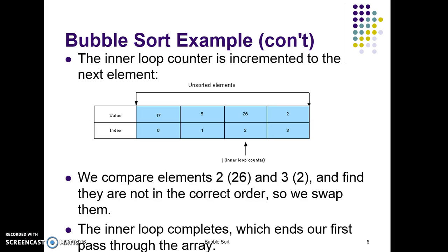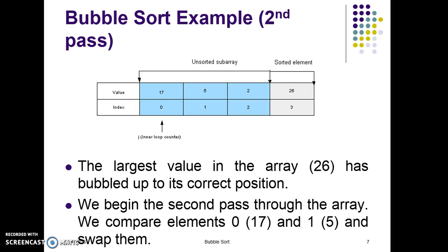Then in the next iteration of the inner loop, j will point to the next position, index 2. Now I have to compare the two successive elements, 26 and 2. They are not in the correct order because 26 is greater than 2, so I need to swap these two elements. At the end of the first pass, the sorted element is 26, the largest element in the array, which goes to its appropriate position.